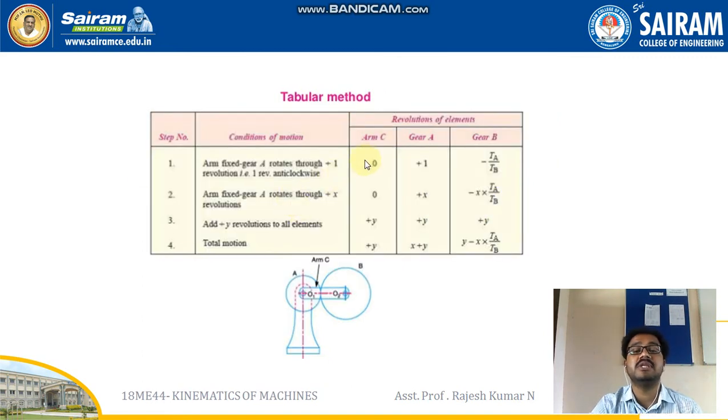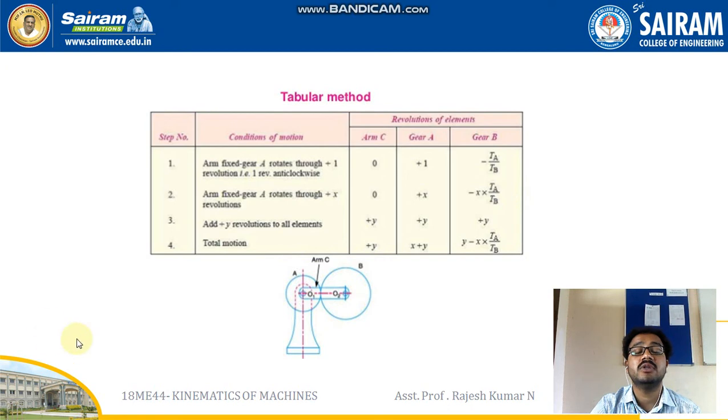So here you can see the first condition: the arm is fixed. I will be rotating gear A, usually in the anti-clockwise direction, so positive. Only one revolution I will be giving, so +1 in gear A. Since arm C is fixed, it is 0, there are no revolutions. The gear B rotation with respect to the velocity ratio is TA by TB. Since gear A is rotating in the positive direction, gear B is rotating in the negative direction.